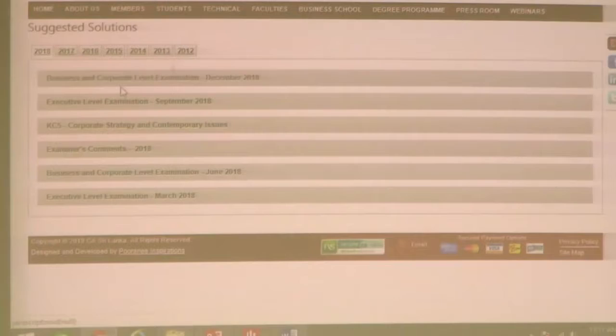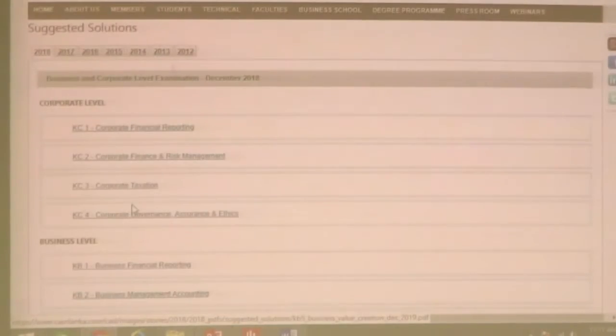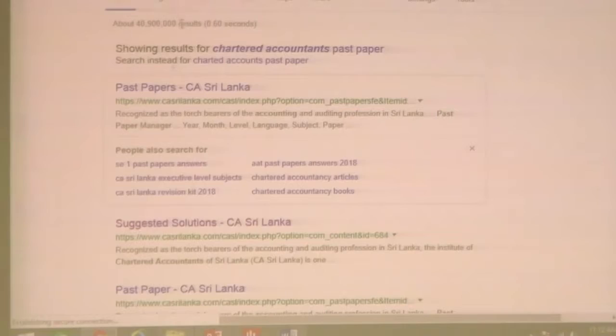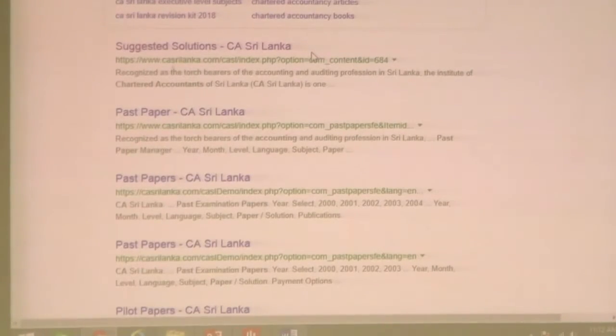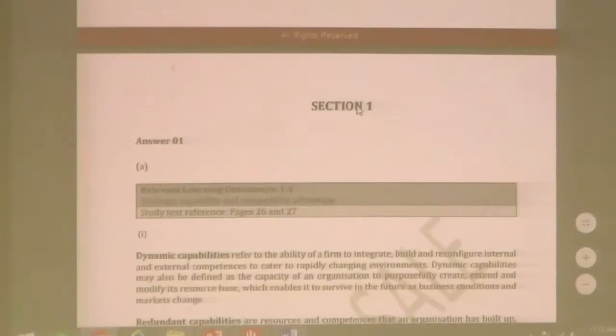Yeah, I think this is available. So you are at the business level, and as you can see, business level suggested solutions are available for KB5. This is the December 2018 paper. Even I was also checking this in the web. So it is getting loaded. If we can get the paper also, I think it will be a fruitful discussion. Let's try to get the recent paper, because the recent paper is the December 2018 paper. Suggested solutions.